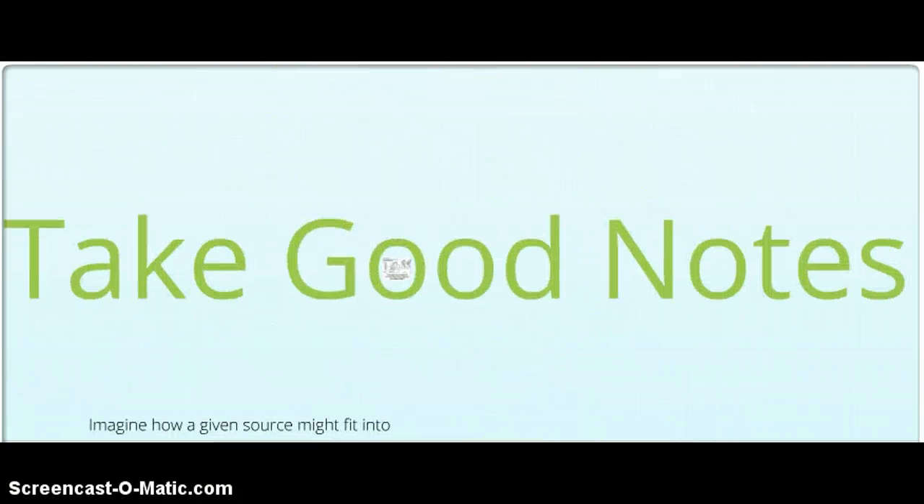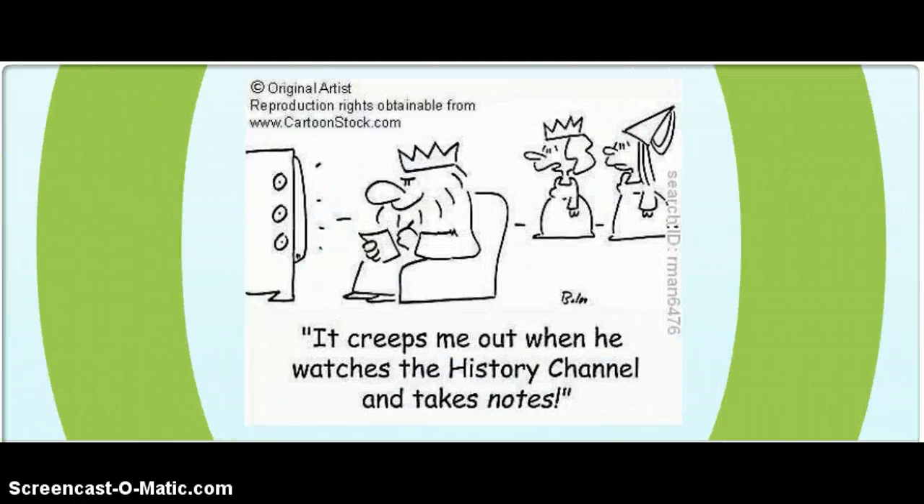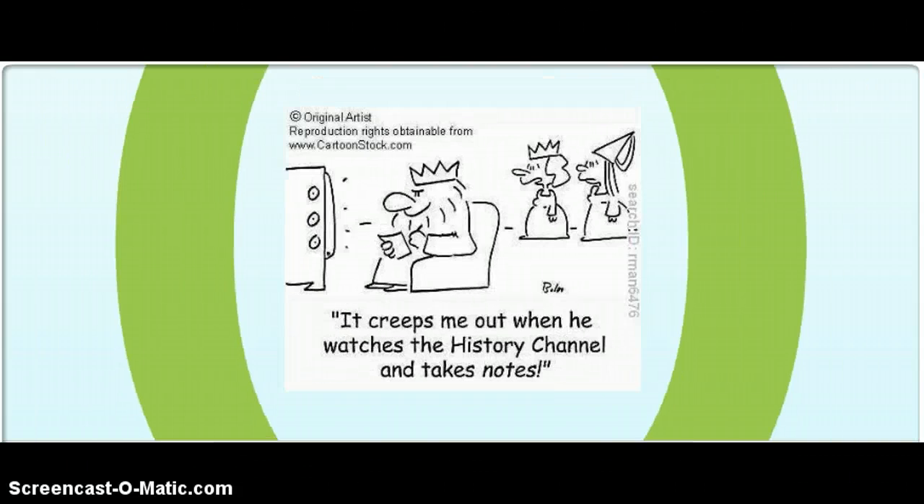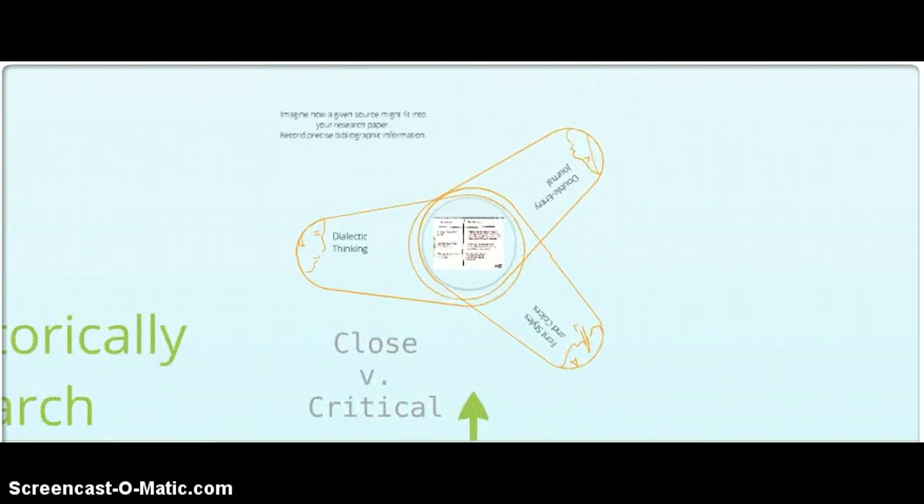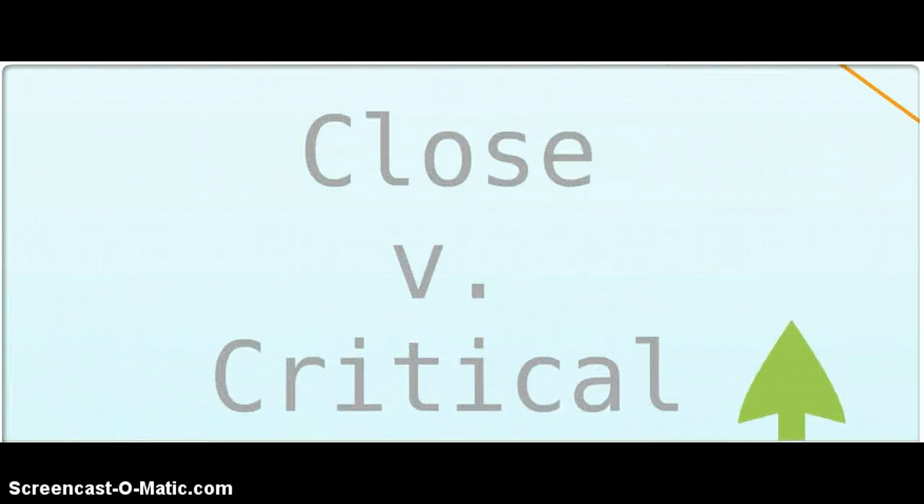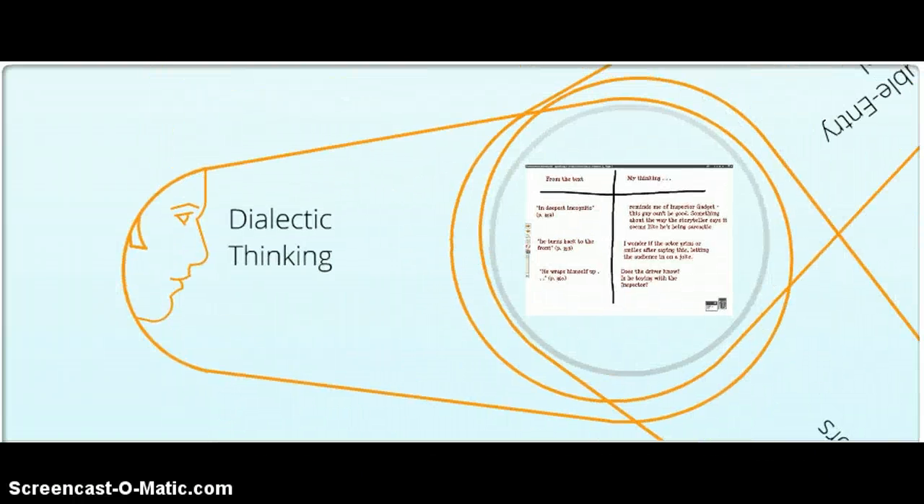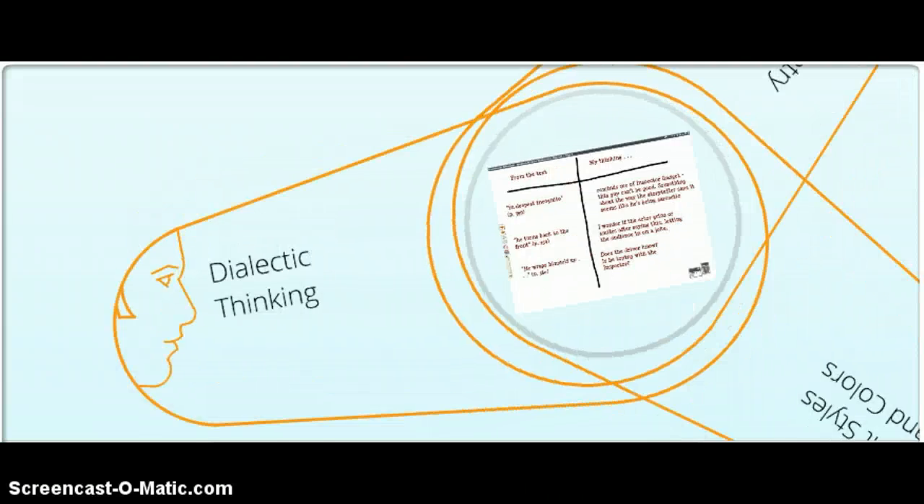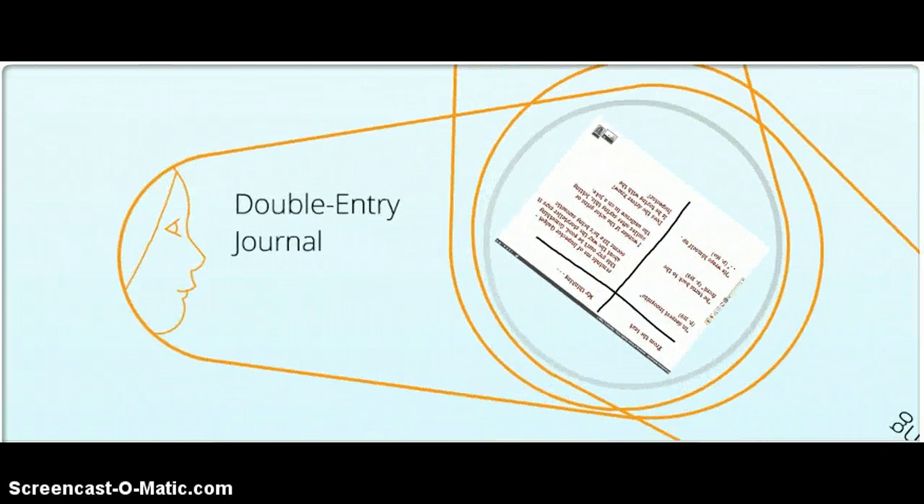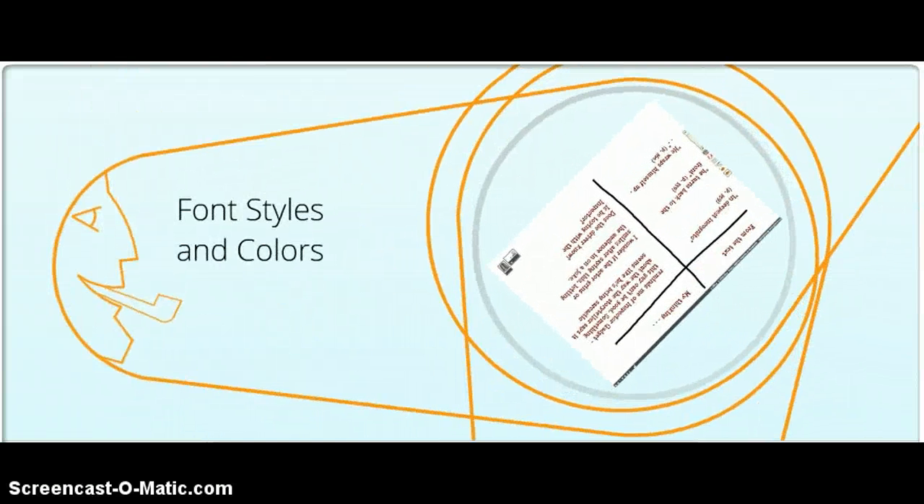Next, it's a good idea to take good notes. Taking good research notes encourages reading actively to summarize your source's arguments and record information, and it encourages exploratory thinking, to write down ideas, analyze sources, and join a conversation. When you're taking notes, consider close and critical reading and the differences between each. Use reading strategies that we've been using in the class so far, like dialectic thinking, double entry journaling, and even using different font styles and colors to distinguish your notes.